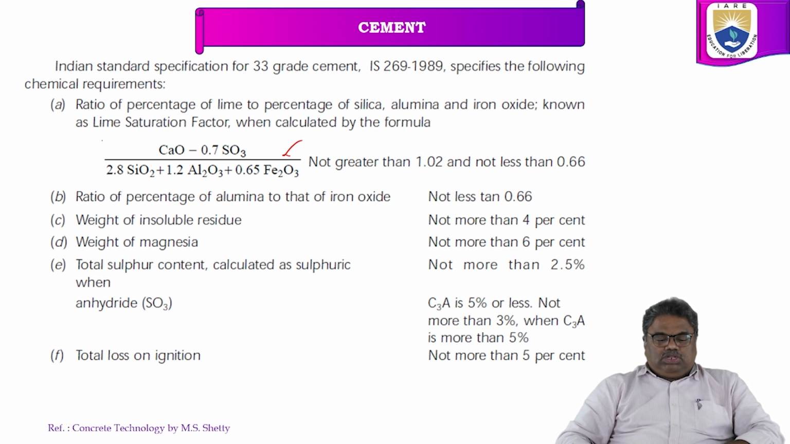Total sulfur content, calculated as sulfuric anhydride SO3, should not be more than 2.5%. C3A is 5% or less; not more than 3% when C3A is more than 5%. And total loss on ignition should not be more than 5%. So these are the chemical requirements as per IS 269 1989 for the cement.